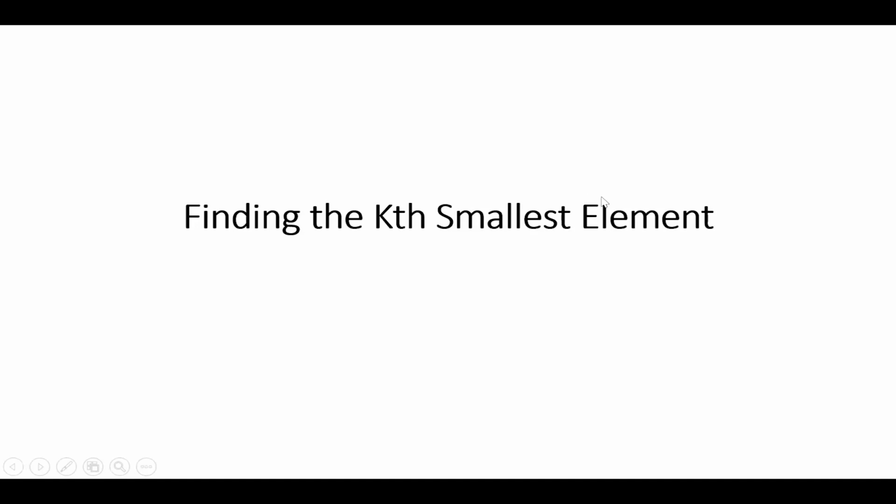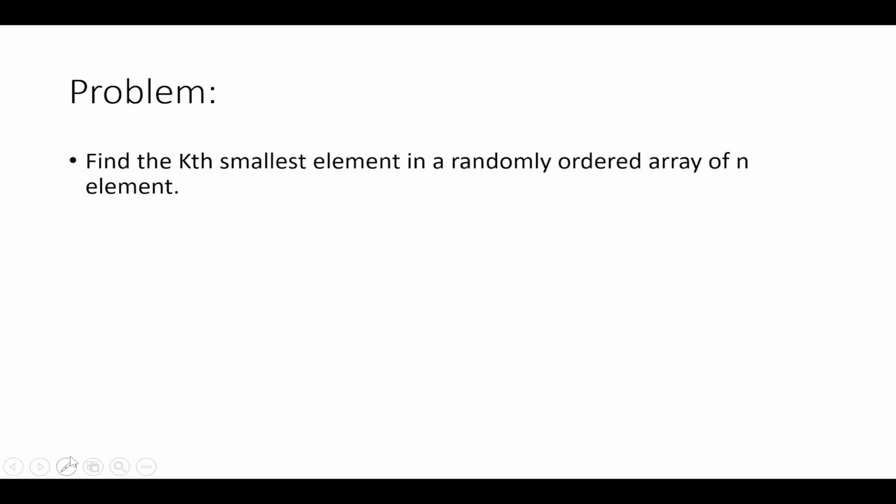In today's session, we are going to learn another algorithm, and today's algorithm is going to be finding the kth smallest element. So first, let us go ahead and see the problem statement. The problem statement says: find the kth smallest element in a randomly ordered array of n elements. The point to note here is that the array given to us is randomly ordered, which means it is not sorted.